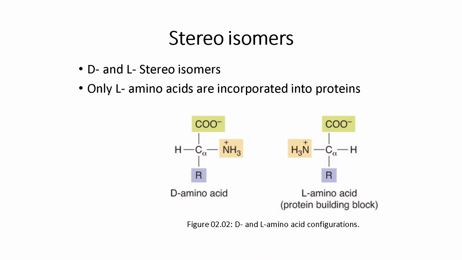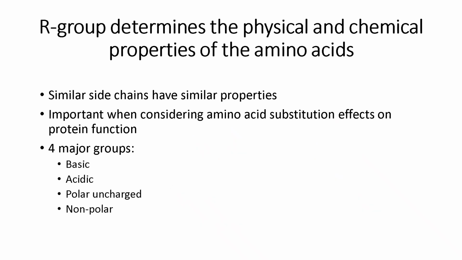The R group, or side chain, defines the amino acid's unique physical and chemical properties and influences how it interacts with other molecules. Side chains, or R groups, determine how amino acids behave in a protein. Similar side chains lead to similar properties, which becomes especially important when considering mutations or substitutions in protein sequences. The 20 amino acids can be grouped into 4 major categories: basic, acidic, polar but uncharged, and nonpolar. Each group influences protein structure and function in different ways.